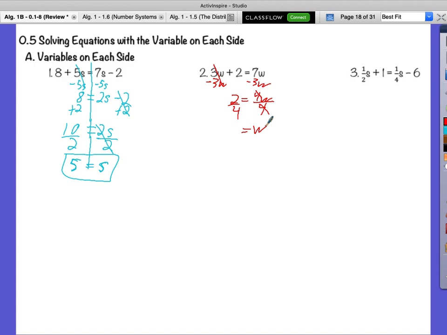So we look at this and we say, what goes into both 2 and 4 if we want to simplify this fraction? 2. How many times does 2 go into 2? 1. How many times does 2 go into 4? 2. So we end up with 1 over 2. Why didn't you explain it like that? Because I'm not a math teacher.